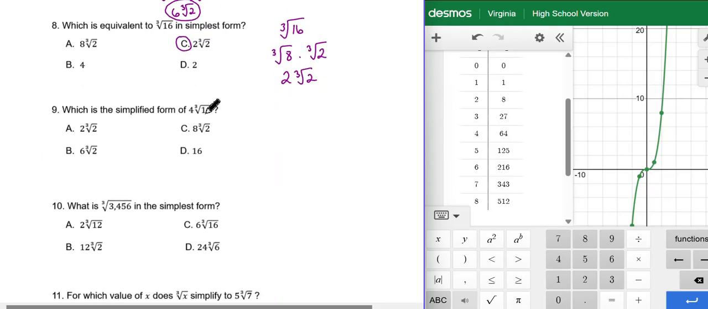So I have a 4 on the outside. I already simplified cube root of 16 in my previous problem. So I have 4 times cube root of 16. I just simplified it down here. So that's 2 cube root of 2. So I have to multiply the numbers on the outside. 4 times 2 is 8 cube root of 2.